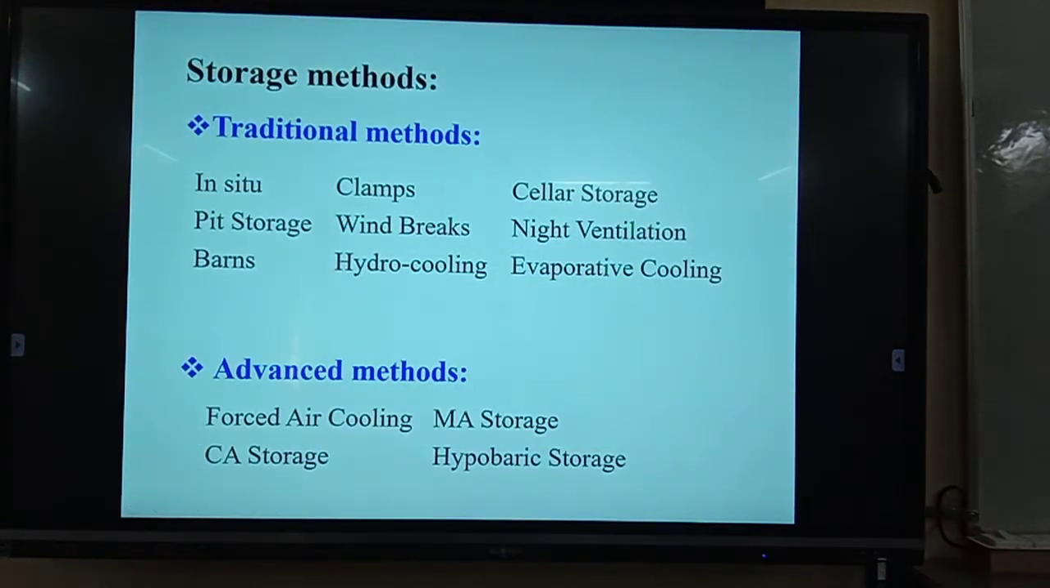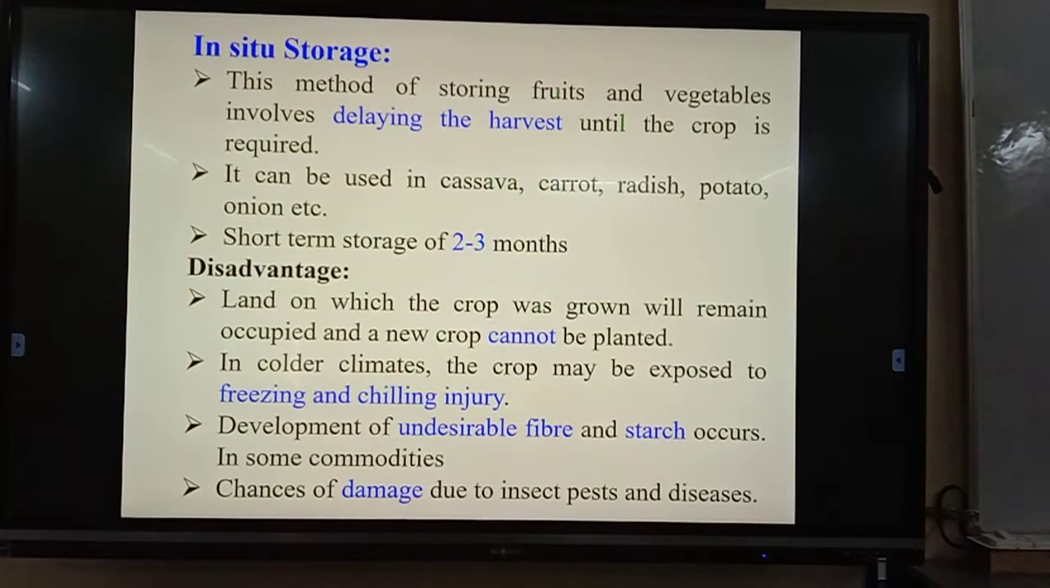Now the question is what kind of storage system we have to apply. Here the storage systems are categorized into two categories: one is the traditional method and the second is the advanced methods. These can again be categorized as low cost techniques and high cost techniques. The traditional systems are low cost techniques and the advanced systems are high cost techniques. With the help of these storage systems we can easily manage our produce.